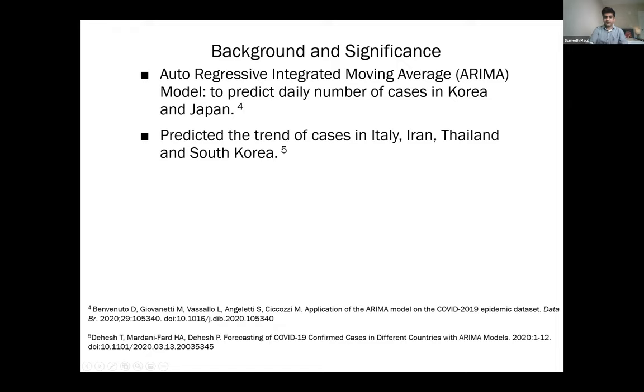And the next literature was on the ARIMA model, which is also called the autoregressive integrated moving average model. A lot of literature is there, and a few of them are by Duan and Zhang, who predicted the daily new confirmed cases for a 7-day period in Japan and South Korea. And Haitian and colleagues also predicted the cases in countries like Italy, Iran, Thailand, and Korea.